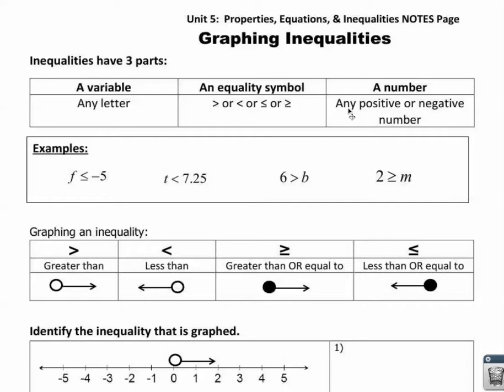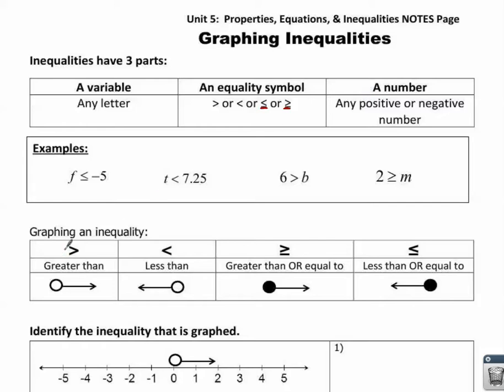Let's talk about graphing inequalities. Inequalities have three parts. They have a variable, which is any letter. They have an inequality symbol, which is going to be a greater than or less than or equal to. That's new, greater than or equal to. We'll talk about what that means. And a number, you can use any positive or negative number.